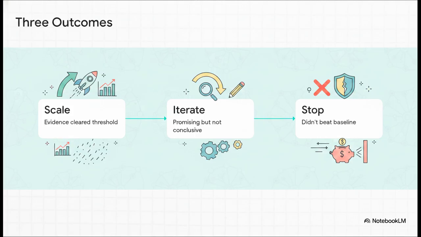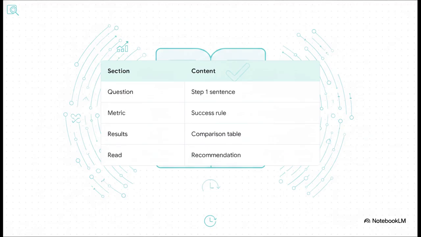And honestly, stopping is a huge win. You just saved your company from a very costly, ineffective rollout. Step 7 is where you consolidate. Look, a pilot that nobody can read is a pilot nobody acts on. Ditch that sprawling 40-page data dump. Instead, create a crisp, single-page decision memo.